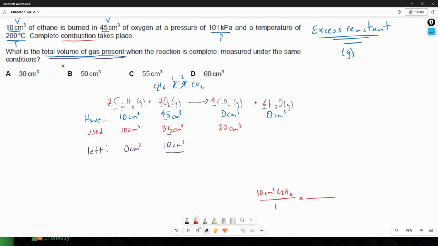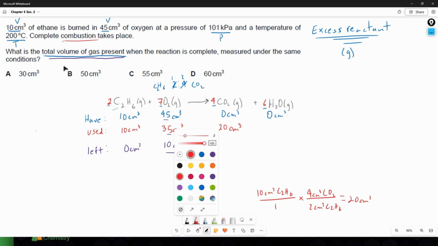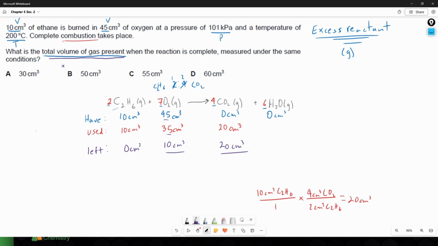2 moles or 2 cubic centimeters of ethane is equal to 4 cubic centimeters of carbon dioxide. So 10 divided by 2 is 5, times 4 is 20 cubic centimeters. So we're creating 20 cubic centimeters of carbon dioxide. There was no carbon dioxide originally. That means that at the end we have 20 cubic centimeters of carbon dioxide left.